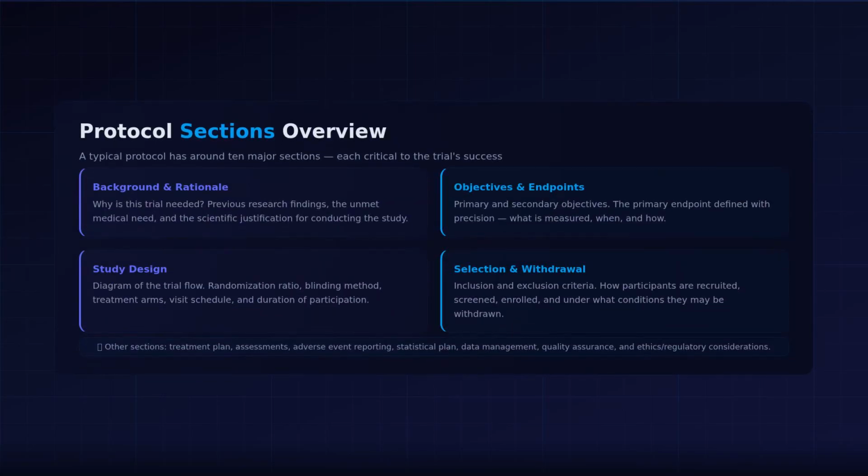A typical protocol has around 10 major sections. It starts with background and rationale. Then objectives, study design, participant selection criteria, treatment plan, assessments, adverse event reporting, statistical plan, data management, and quality assurance. Each section must be written with enough detail that any qualified researcher anywhere in the world could run the trial exactly as intended. The level of detail is extraordinary.